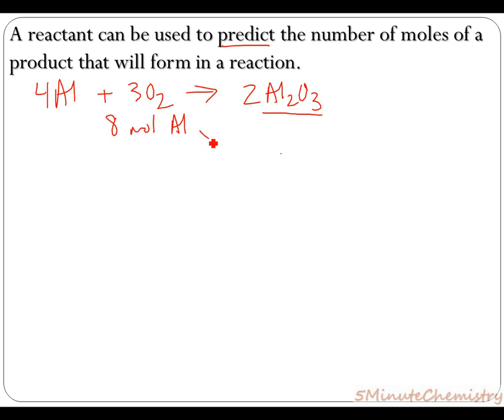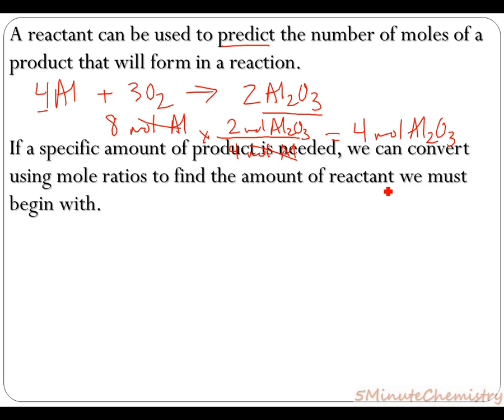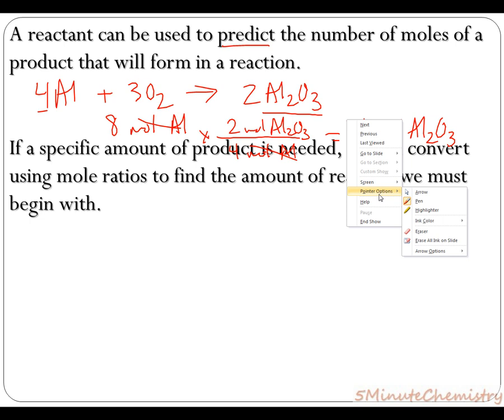We can take our 8 moles of aluminum. We're going to use a mole ratio to compare moles of aluminum to moles of aluminum oxide. Since I begin with moles of aluminum, we're going to write the 4 moles of aluminum compared to 2 moles of aluminum oxide. The moles of aluminum will cancel. You're going to take 8 times 2, divided by 4, or you can see that these reduce to 1/2. 8 divided by 2 shows there will be 4 moles of aluminum oxide that form. Now, let me go ahead and erase some of that.